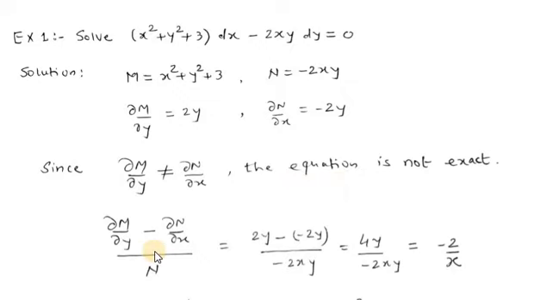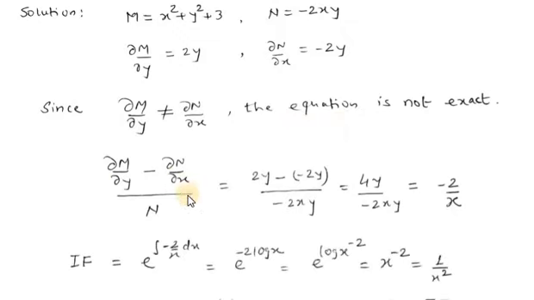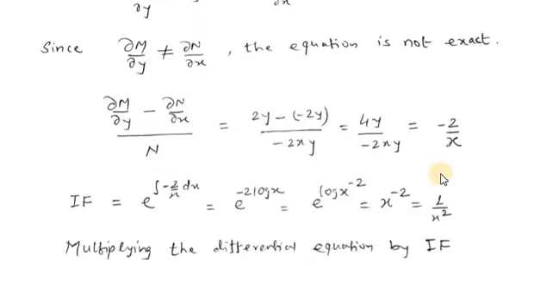So first of all, we will find (del M by del y minus del N by del x) divided by N. Del M by del y is 2y, minus sign as it is, del N by del x is minus 2y, and divided by N, which is minus 2xy. Minus minus plus, 2y plus 2y is 4y, divided by minus 2xy as it is, y will cancel out, 4 divided by 2 is 2, minus sign as it is. So (del M by del y minus del N by del x) divided by N is minus 2 by x.